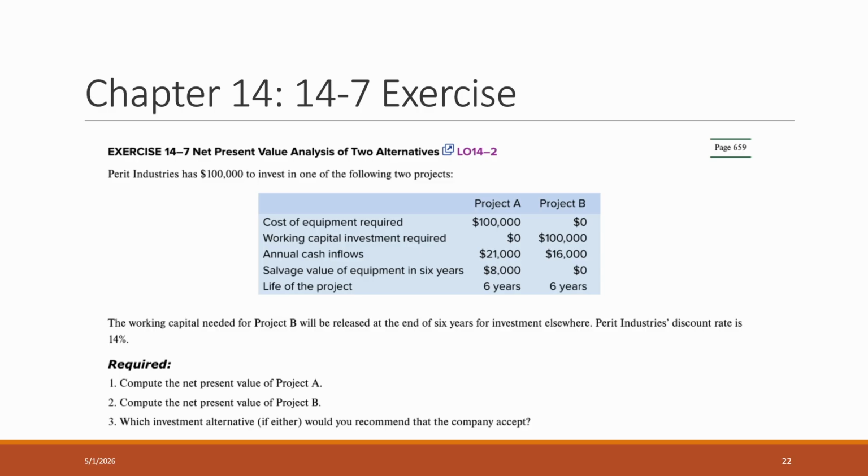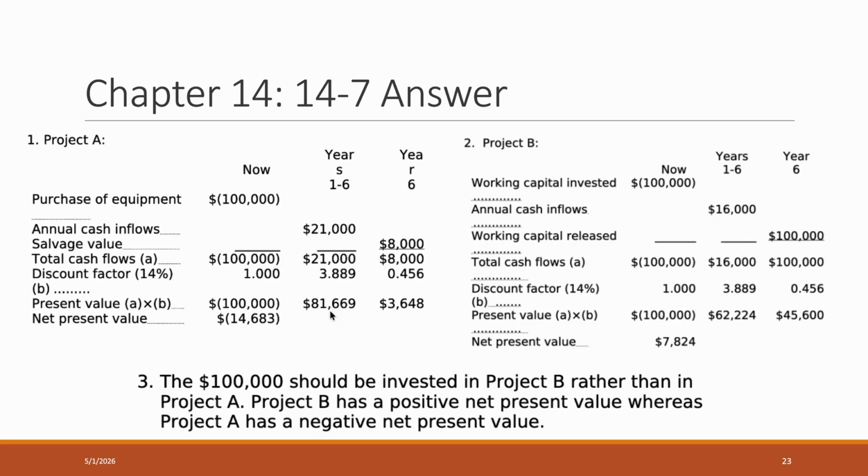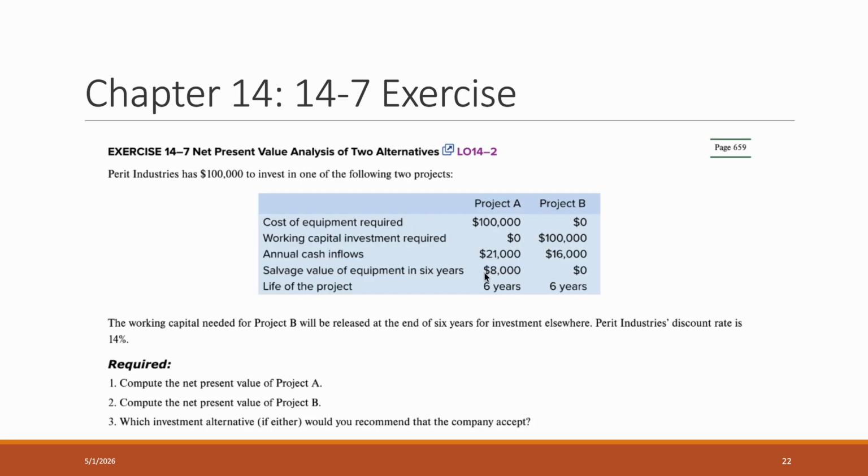We'll get into calculating the net present value of Project A. So you can see here on the left side, you have the purchase of the equipment for $100,000. So it's going to be a negative cash flow here. And we know that we receive an annual cash inflow each year of $21,000. At the end of the 6 years, we have a salvage value of $8,000. And we've gotten all this data from the table here. Project A costs us $100,000, zero working capital required. We make a cash inflow of $21,000, and we have a salvage value of $8,000 at the end of the 6 years.